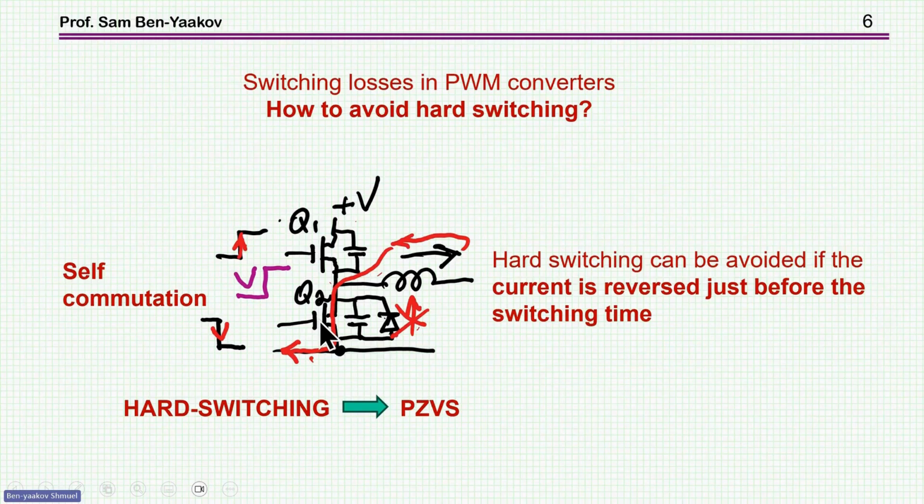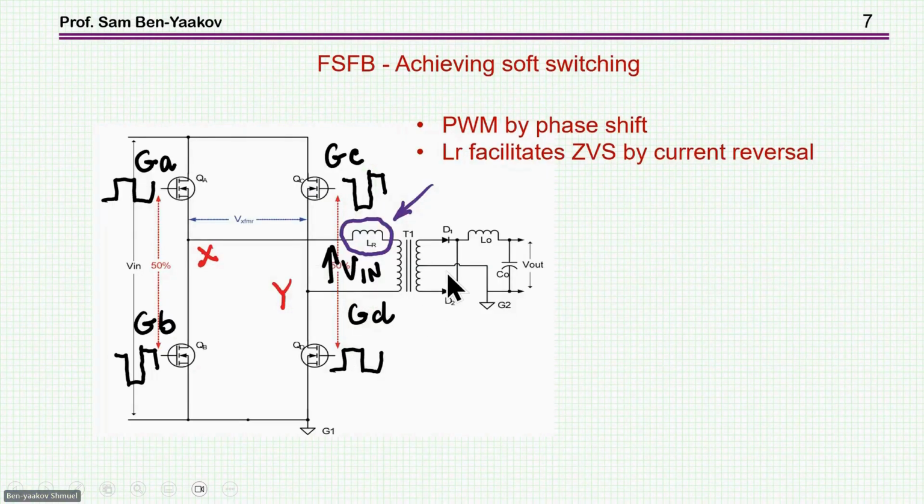The transistor will be on, and then you turn off this transistor under this pseudo zero voltage switching. And you can do it in various ways. For example, you can do it by working at a borderline current mode, which is doing the same thing. And borderline current mode is set up such that at the time of switching, the current will be reversed. In the case of the phase shift full bridge, what is doing the trick is this inductor.